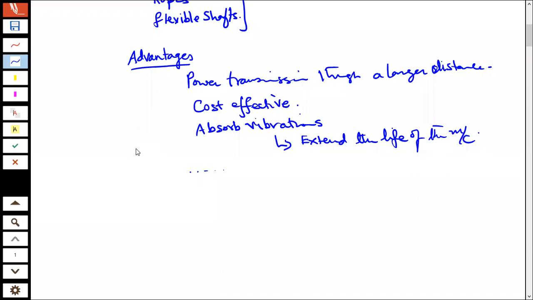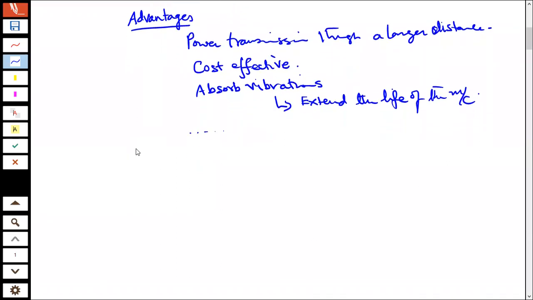Now, if you want to talk about the specific power transmission elements, for example, belts. We will start with belts, and then we will talk about chains and ropes. Any question?